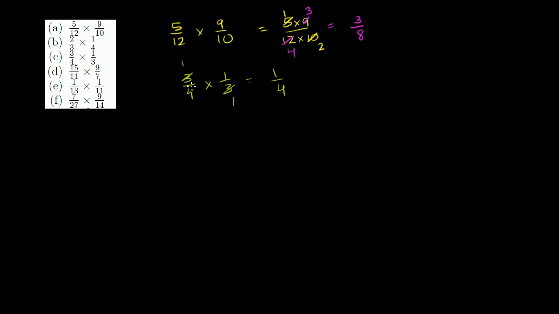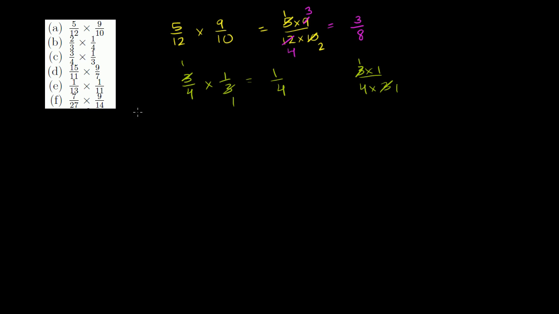And all I did there, I skipped a step, but all I did, I said, OK, that's going to be the same thing as 3 times 1 over 4 times 3. Divide the numerator and the denominator by 3, and you get 1/4. These are the exact same thing. I'll do E and F just to finish up things.